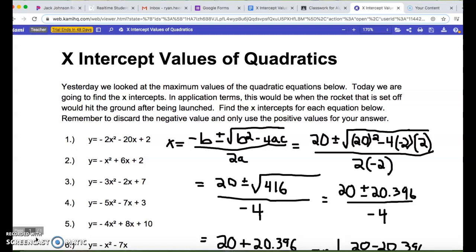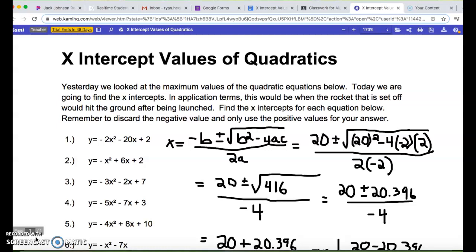So x-intercepts would describe, if we were to shoot a rocket off, it would go up, come down, and when it hits the ground, that would be the time that is your x-intercept. So with these, unfortunately, you're going to have to do quadratic formula. There are some other ways, but this is the simplest.